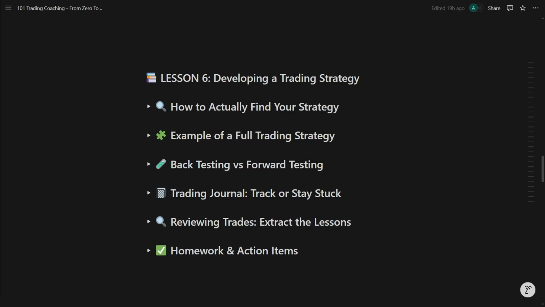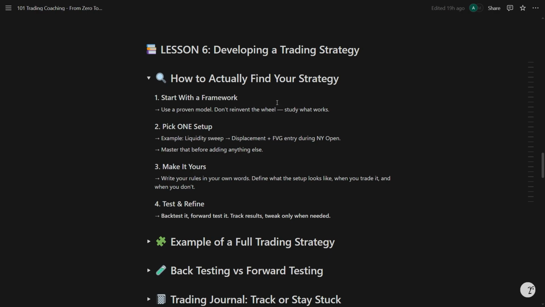All right, let's go into lesson 6, developing a trading strategy. So let's start with how to actually find your strategy. The way to find a strategy, I would say, is you start with a proven model. So you want to find something that's already proven. You don't want to reinvent the wheel. So you want to study what actually works.